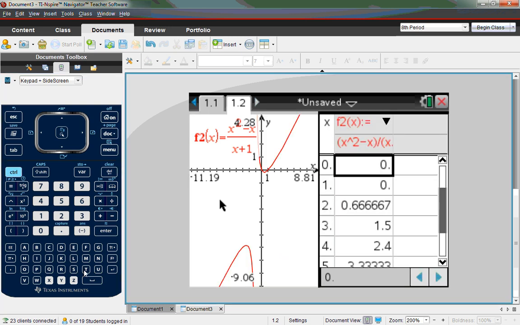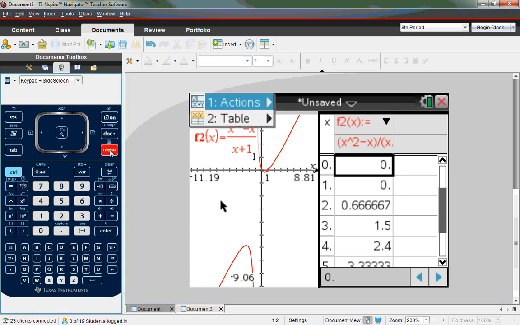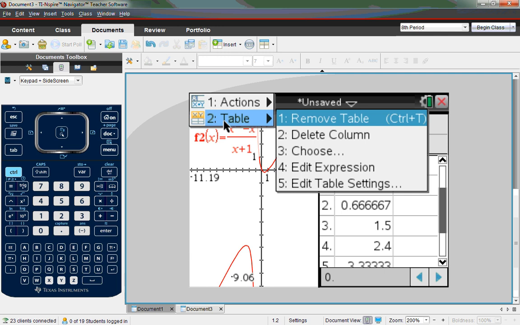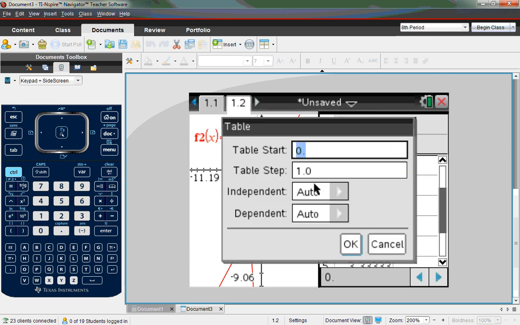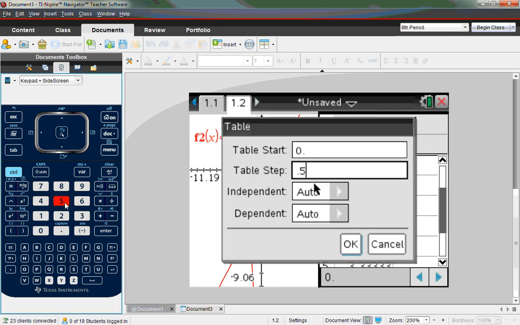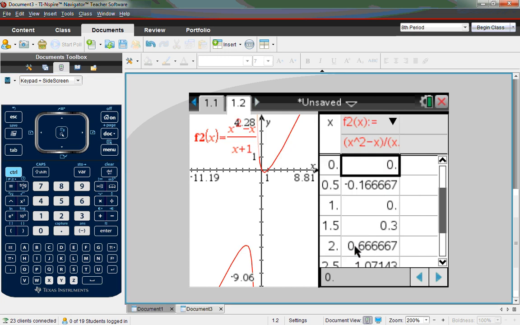Control T for my table. My table's going in units of 1, is it not? Well, how many units is there between 0, 0 and 1, 0? 1 unit. Am I going to be able to see what's going on in there between the result? There's 1 unit increments? No. So what do I need my increments to be here? I need to go over here to my table settings, and I need to take my steps to be 0.5. Menu. Edit table settings.